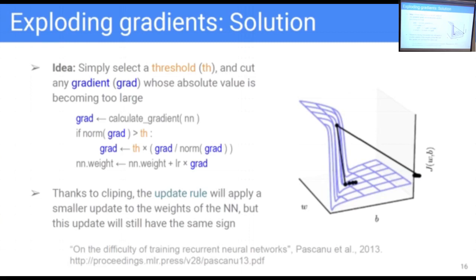If it is higher, then we cut it until it has exactly a norm equal to the threshold. So you will end up having the norm of the gradient equal to the threshold itself. And a norm belongs to R, the threshold belongs to R. So this equation makes sense.